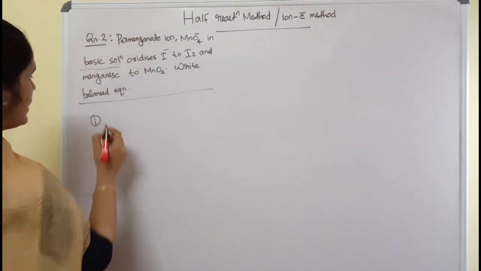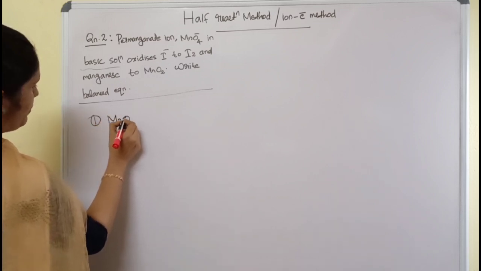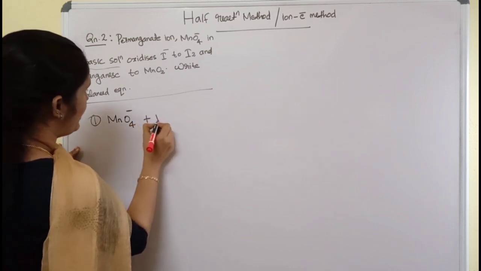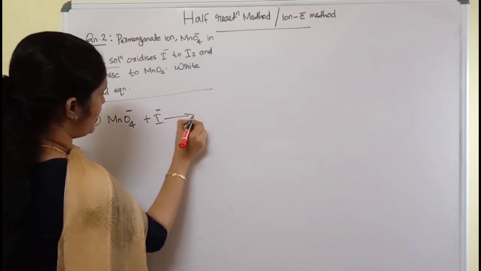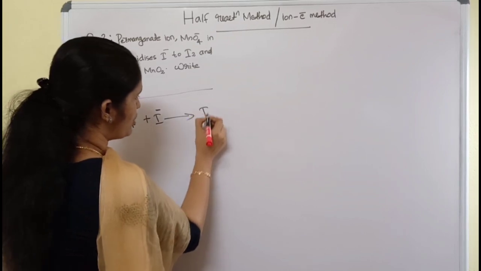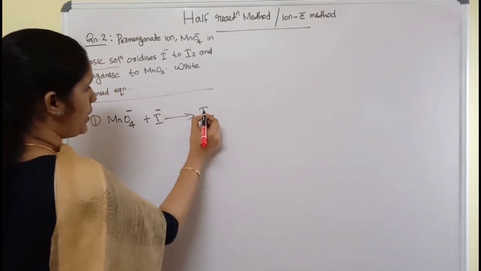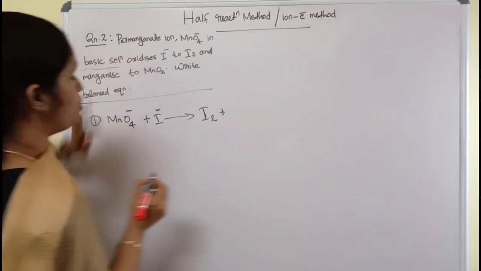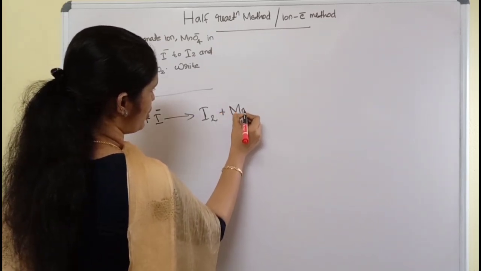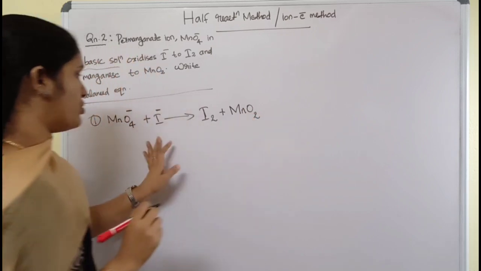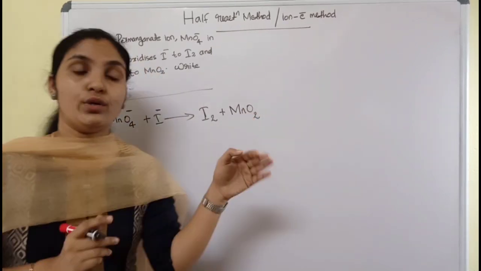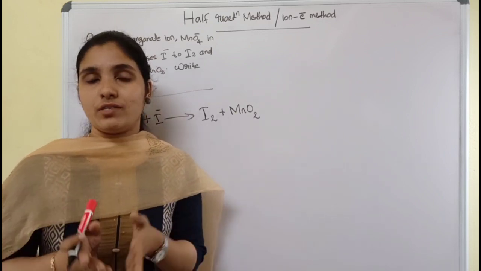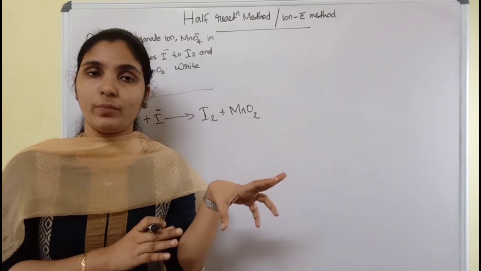So the first one is MnO4 minus ion, which oxidizes what? I minus to I2. It oxidizes I minus to I2, and manganese is oxidized to MnO2. So this is the first step, that is to write the skeletal equation. Skeletal equation that you should write yourself, because the ionic form will be given in the paragraph itself.